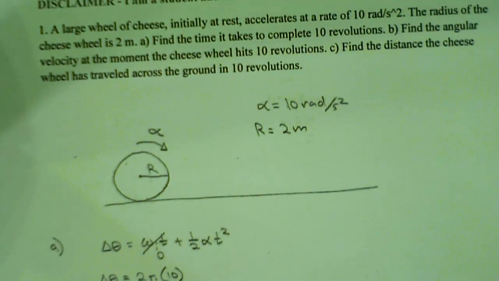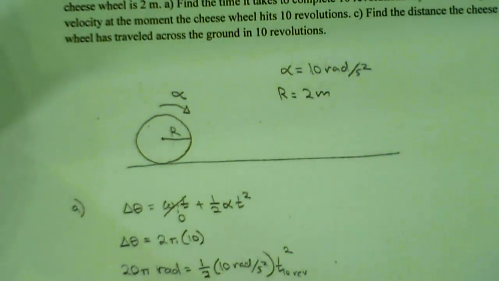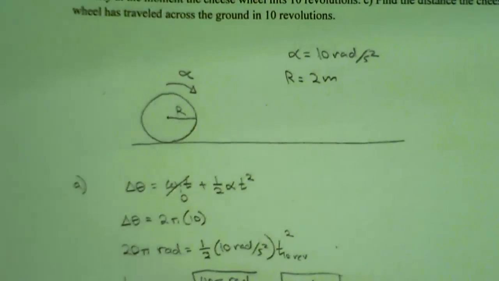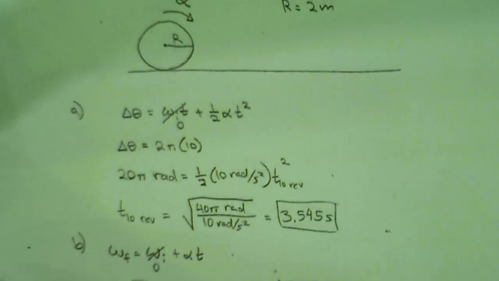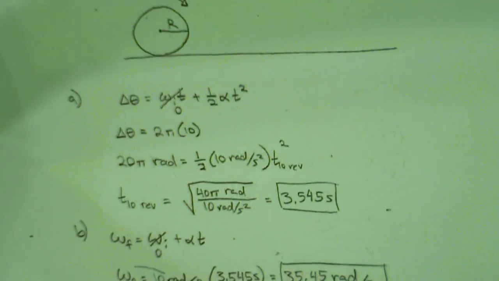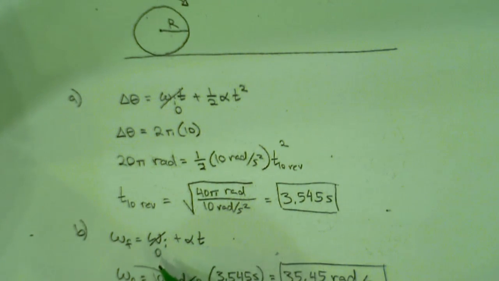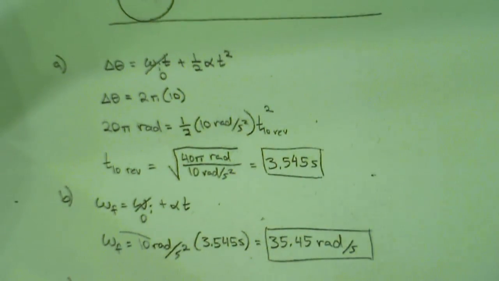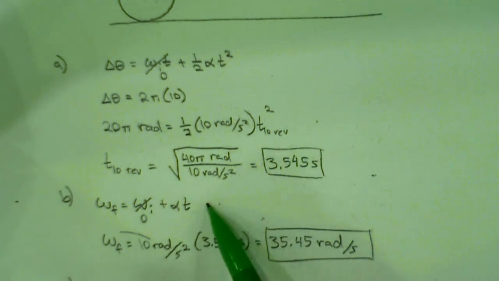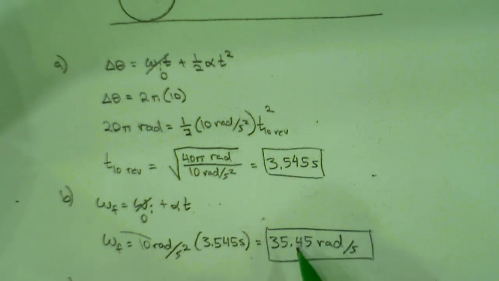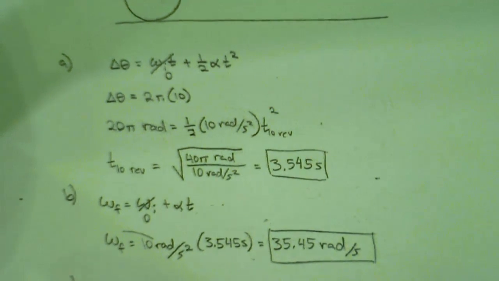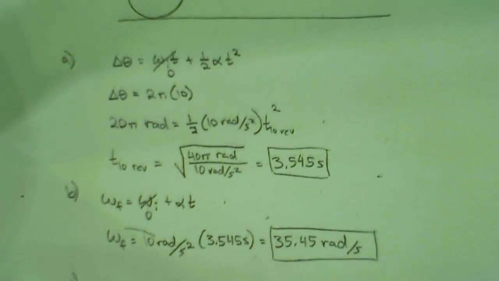Well, the second question asks to find the angular velocity at the moment it reaches 10 revolutions. So again, we're going to use another kinematics equation, which is omega f equals omega i plus alpha t. All right, we're given alpha. We just found t. It's initially at rest, so there's no initial angular velocity. And we're looking for final angular velocity. So then we simply have acceleration times the time. So 10 radians per second squared times the time it takes to do 10 revolutions gives us 35.45 radians per second as the omega. All right.